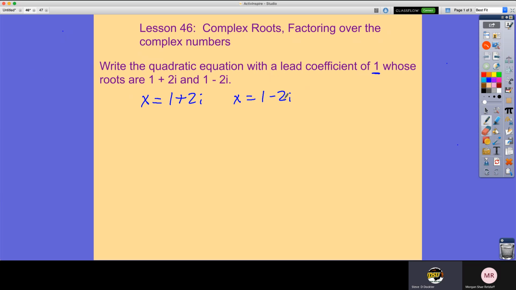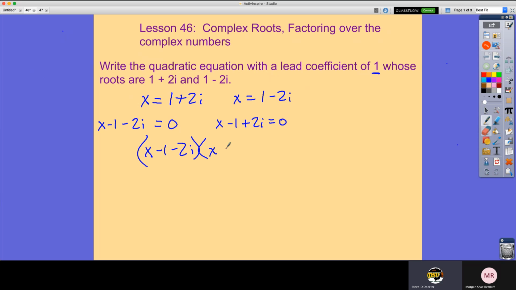And then once we have our answers, we need to get the factors from those. So to get the factor, we have to set this equation equal to 0. So we got to get a 0 on the right side. So we're going to have to subtract the 1 over and subtract the 2i over. So x minus 1 minus 2i is the first factor. For the other one, we're going to subtract 1 and add 2i over to get it set equal 0. Once we have them set equal to 0, then that tells us that these are our two factors here.